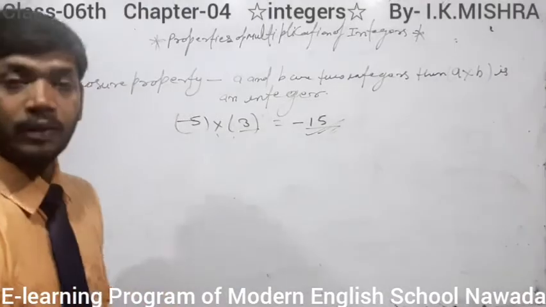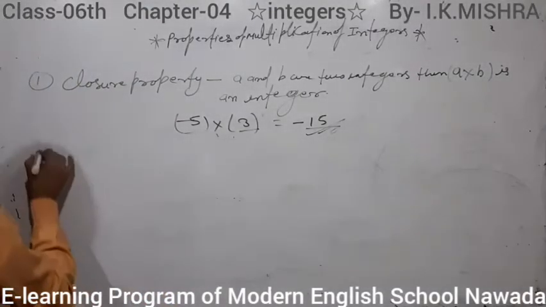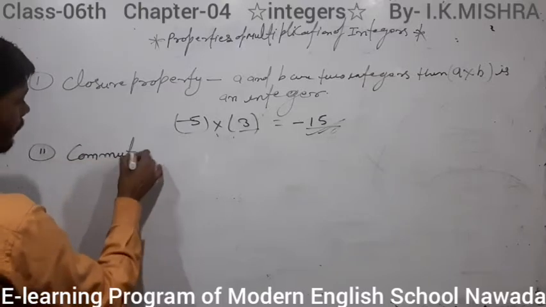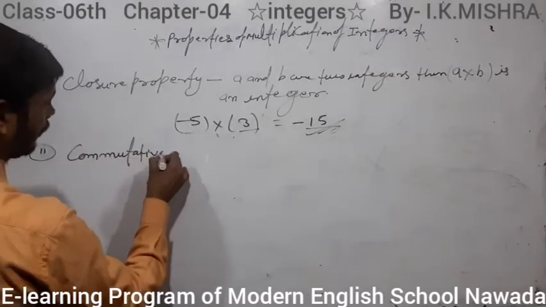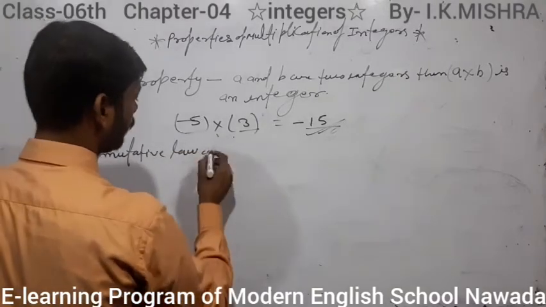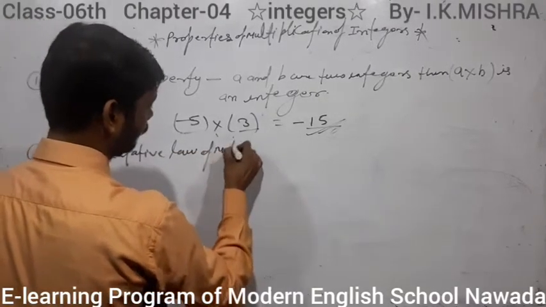So clear, friends? Now your next property, commutative law, or commutative law of multiplication.